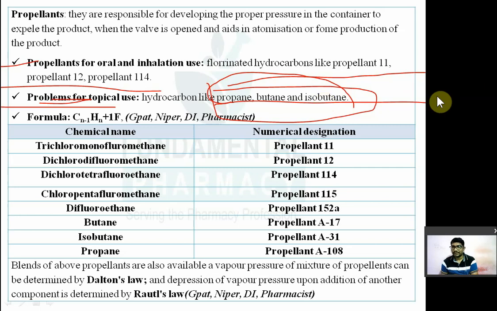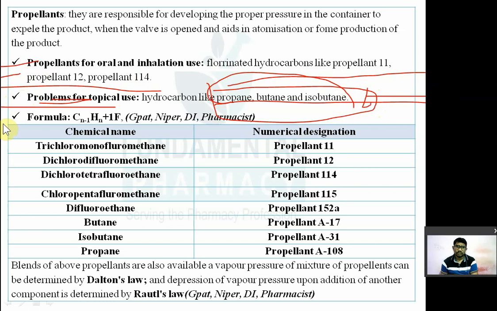Being hydrocarbons, they are inflammable and less stable. We will see their properties next. Remember, propellants for oral or inhalation are fluorinated hydrocarbons like propellant 11, propellant 12, propellant 114. Then propellants for topical use are hydrocarbons like propane, butane, and isobutane.